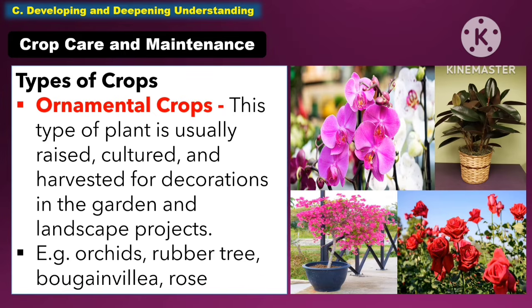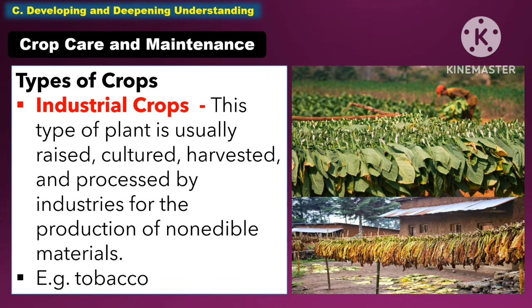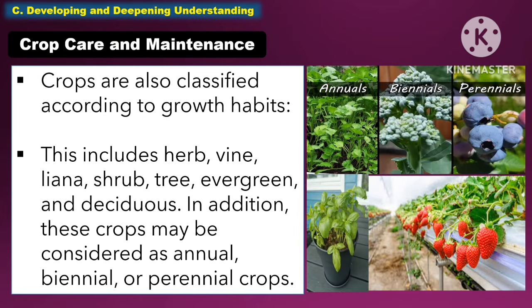Another type of crops is the ornamental crops. So this type of plant is usually raised, cultured, and harvested for decorations in the garden and landscape projects. Example, the orchids, rubber tree, bougainvillea, and rose. Another type of crops is the industrial crops. So this type of plant is usually raised, cultured, harvested, and processed by industries for the production of non-edible materials. For example, the tobacco.